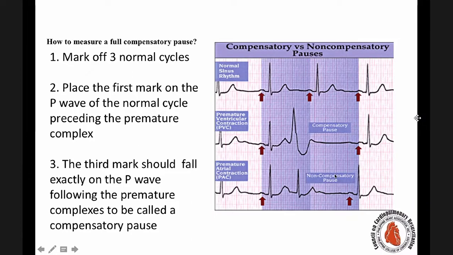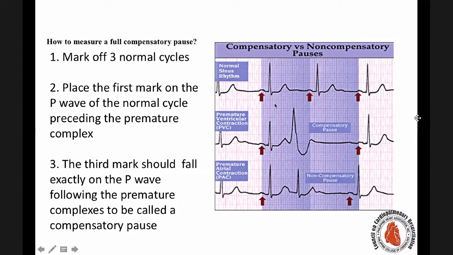Samantalang in a full compensatory pause, in a PVC, the origin of the electrical impulse is coming from the ventricles. It will not affect the SA node. It will not reset the firing rate of the SA node. And that's why the next beat will always be the same, and we call it a compensatory pause.